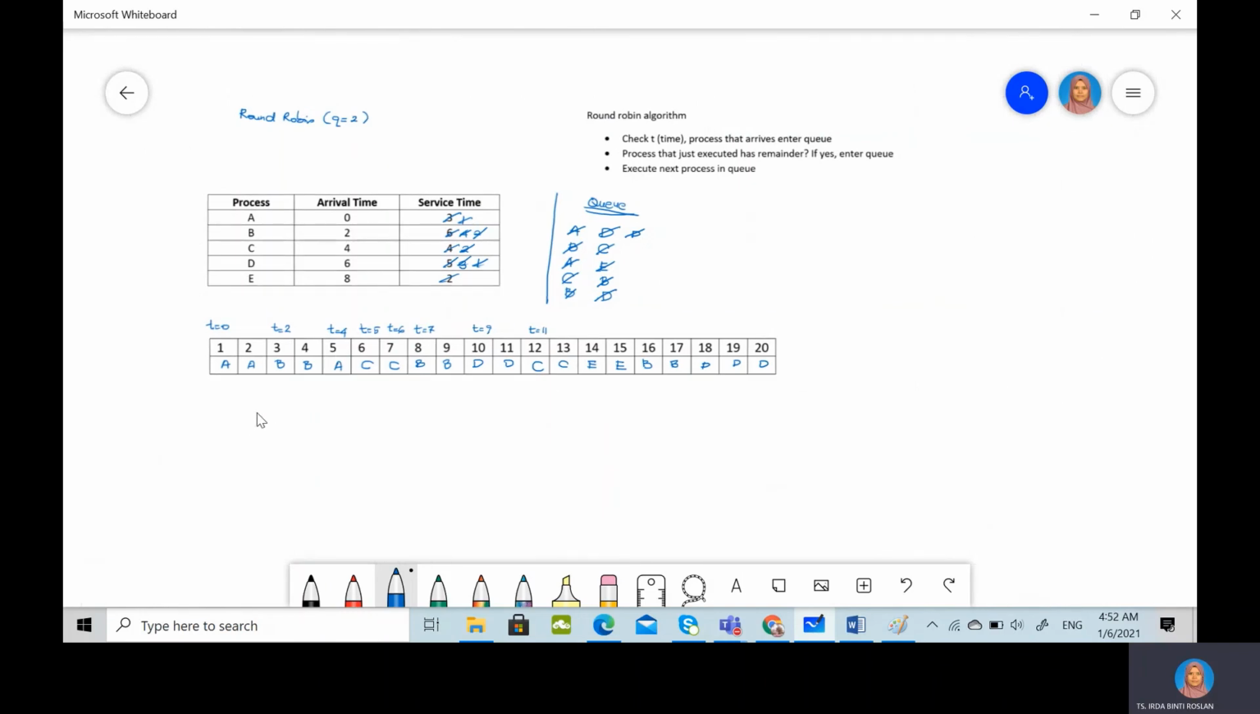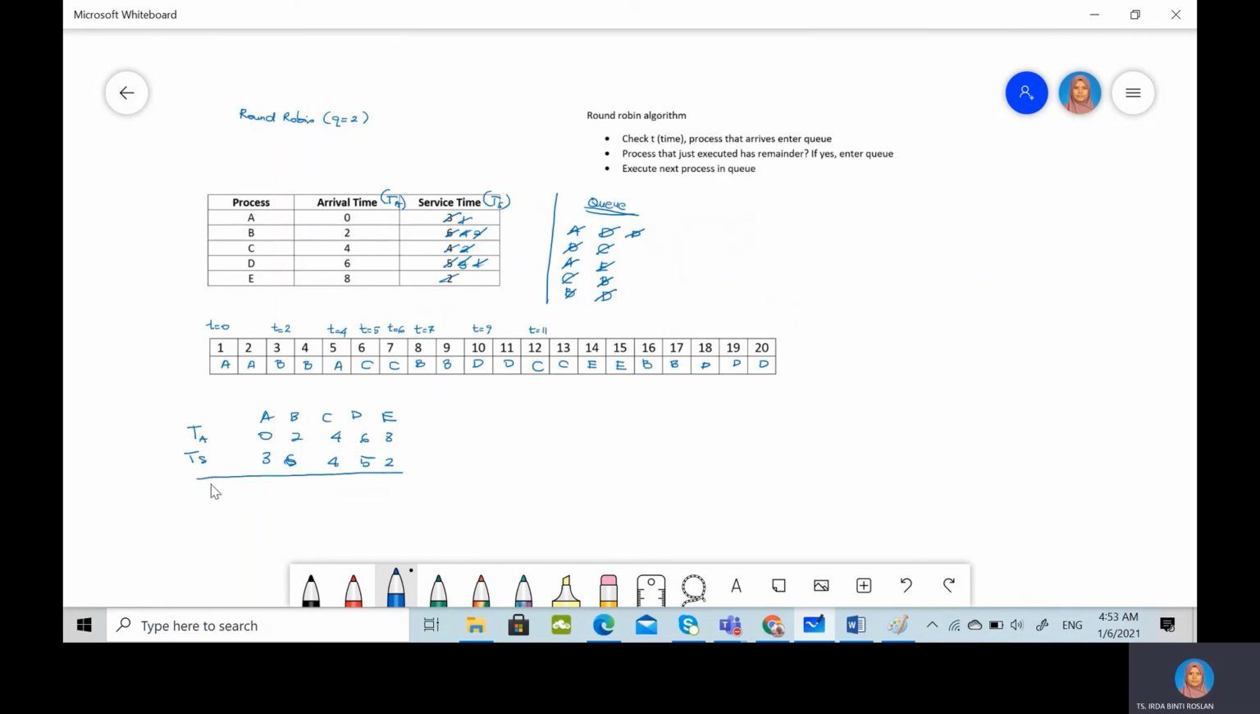By listing down again the processes, arrival time and service time. Arrival time is TA, service time is TS. So we list all the processes A, B, C, D, E, horizontally. The arrival times are 0, 2, 4, 6, 8. Service times are 3, 6, 4, 5, 2.